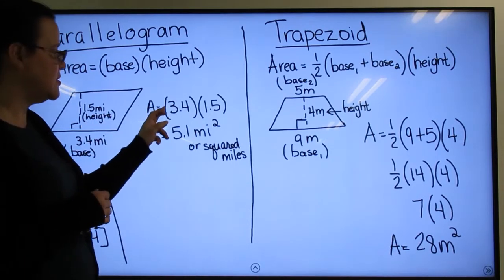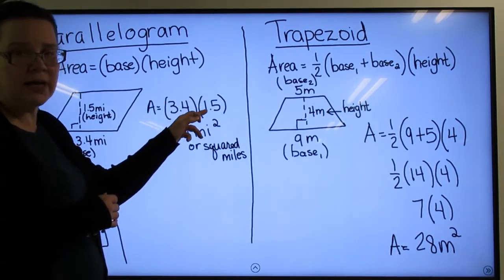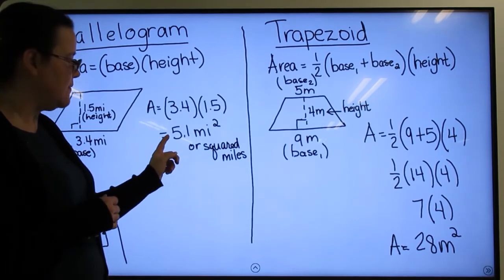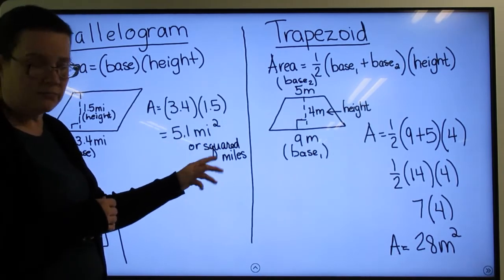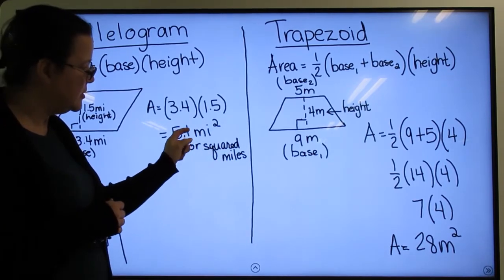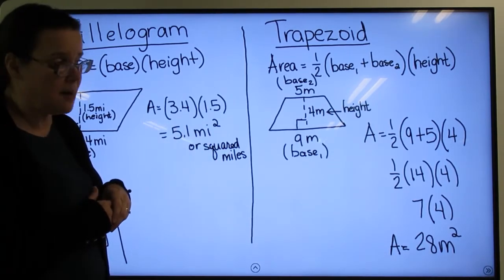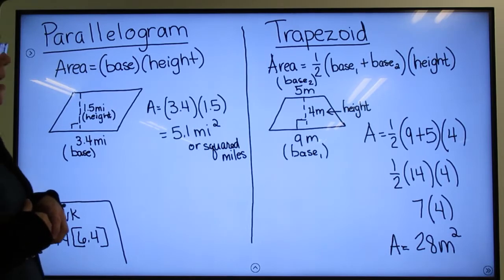And they gave us 3 4/10 times 1 5/10. And we get 5 1/10 miles squared, or squared miles. Remember, they could write it in words, or they could just write the MI with the square up at the top. And that is how you do that.